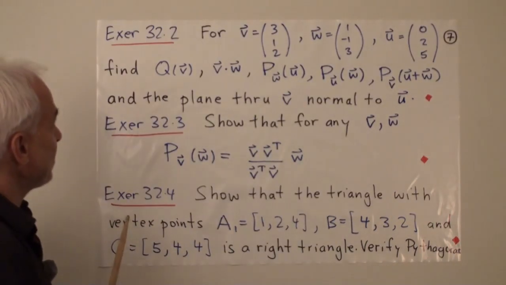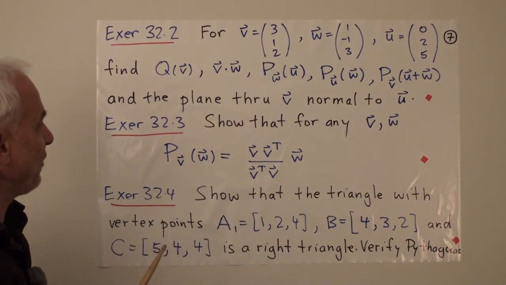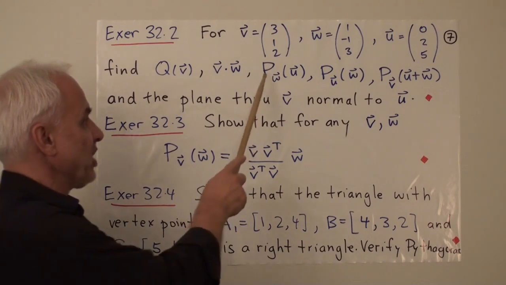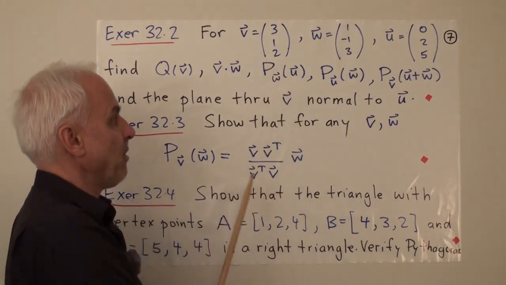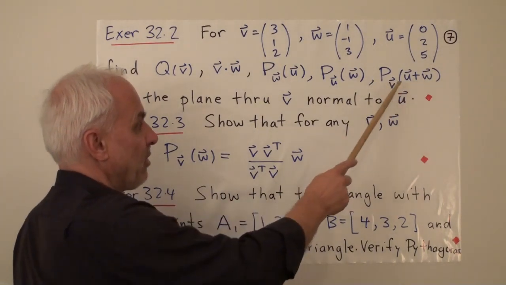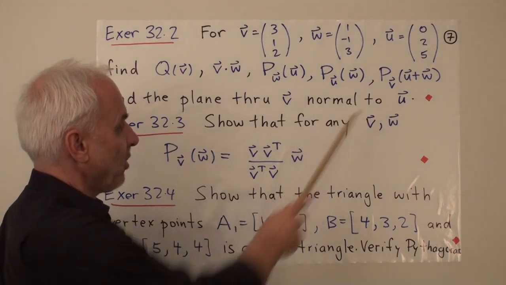All right, so first exercise, we've got three vectors, v, w, and u. So just compute a few things. If I say the quadrance of v, the dot product of v with w, the projection of u onto w, the projection of w onto u, the projection of u plus w onto v, and perhaps the plane through v normal to u.